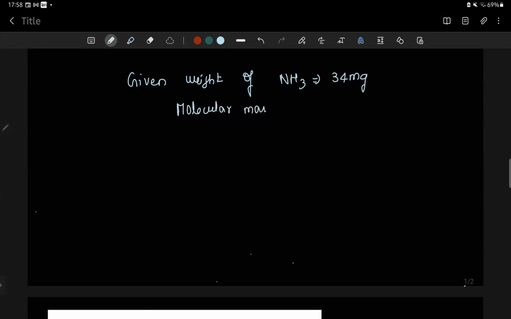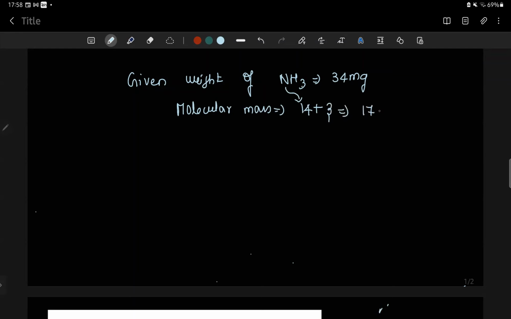Similar to the earlier problem. What had they given there? They had given the carbon-14 isotope. Here there are no isotopes at all. Directly, what have they given? 34 milligram of ammonia. Okay. So first we can go through the given weight of ammonia. It is the same moles concept. Given weight of ammonia is 34 milligram. Correct? And what is the molecular mass? Atomic mass of nitrogen is 14. For one hydrogen atom it is 1, for 3 hydrogen atoms it is 3.